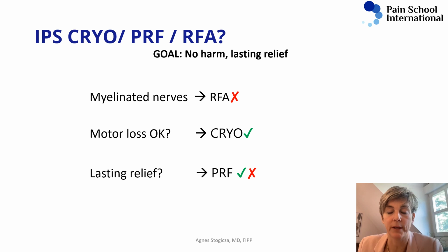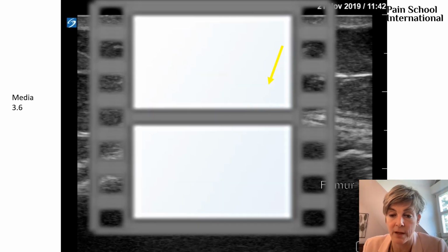Okay, so in this case, again, no radiofrequency. Maybe pulse radiofrequency, but I would say small chance of success. But yes, for cryo. And in this case, the infrapatellar saphenous doesn't even cause a motor loss because it's a pure sensory nerve. So this is how the procedure looks.